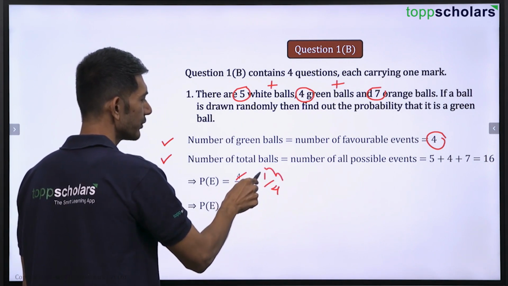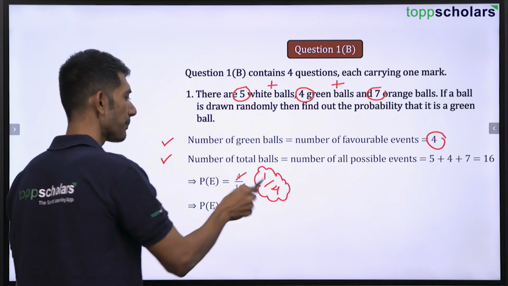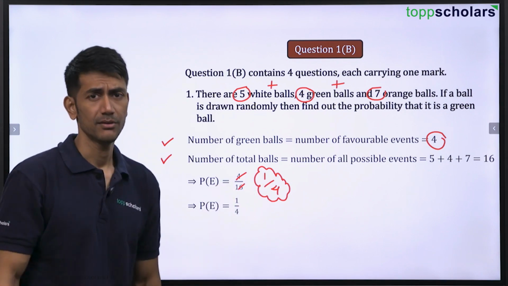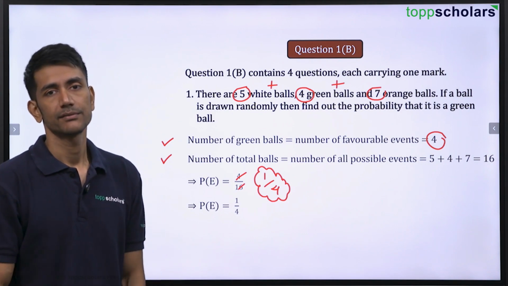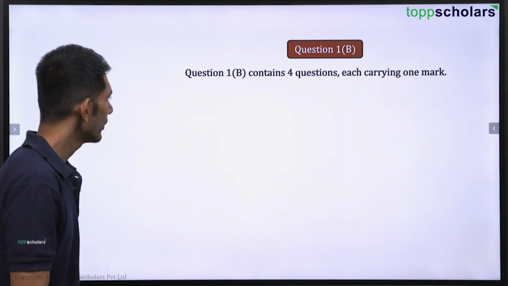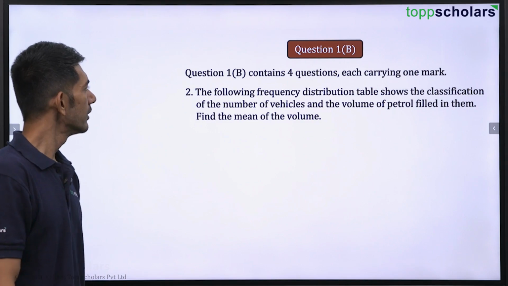If you are able to reduce it, please do that and cancel. Correct? So 1 by 4 is the final answer. Easy. Okay, let's continue further.